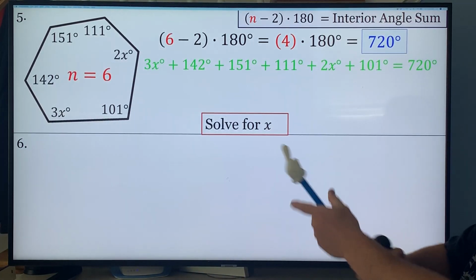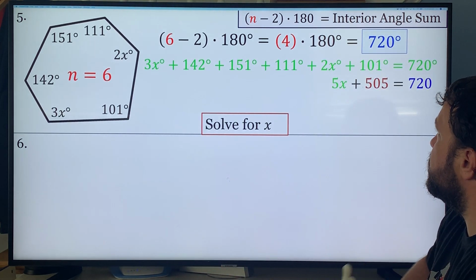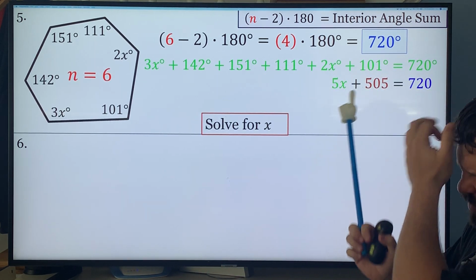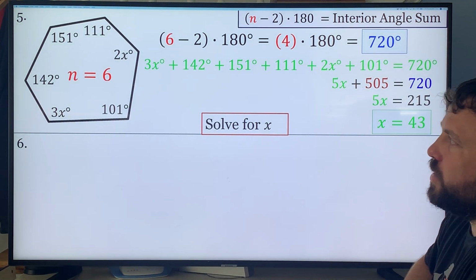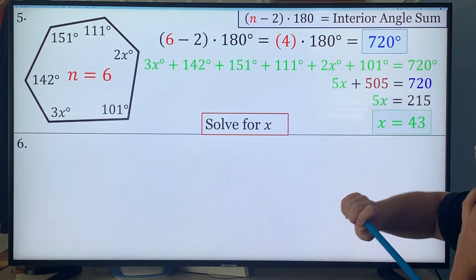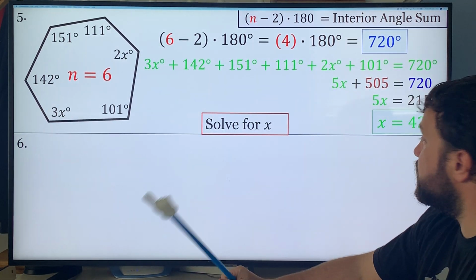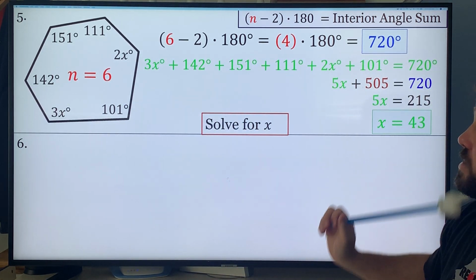So you add them all together. You combine like terms. A 3x and a 2x is 5x. And all those numbers add up to 505. Subtract 720 minus that 505, and then you divide by the 5, and you get x is 43. If I wanted to actually find these angles, this angle right here would be 2 times 43, which is 86, 3 times 43, which is 129. If you add them to all these numbers, you would also get 720.